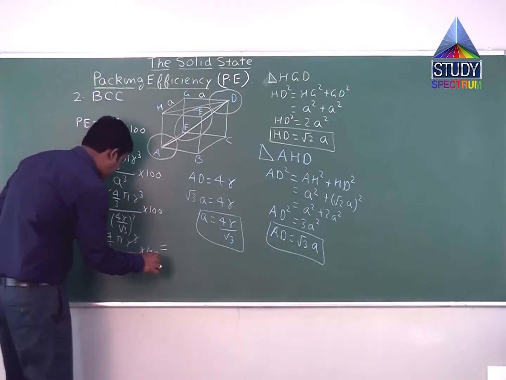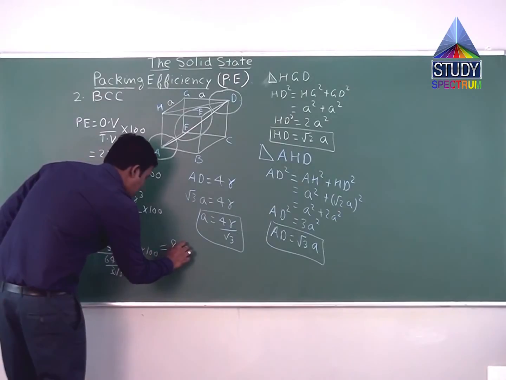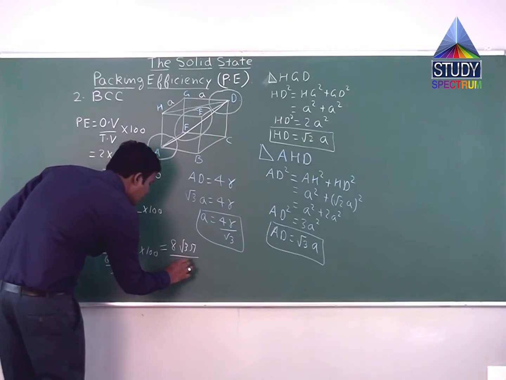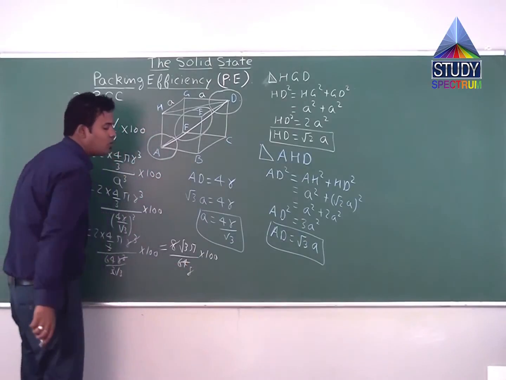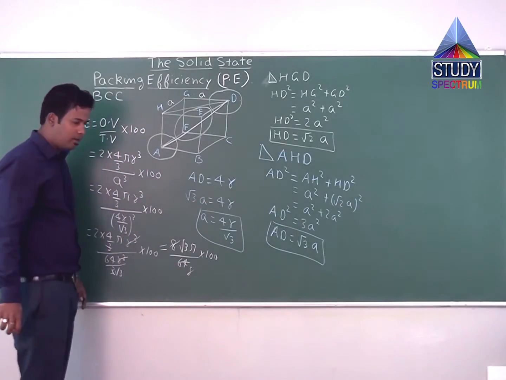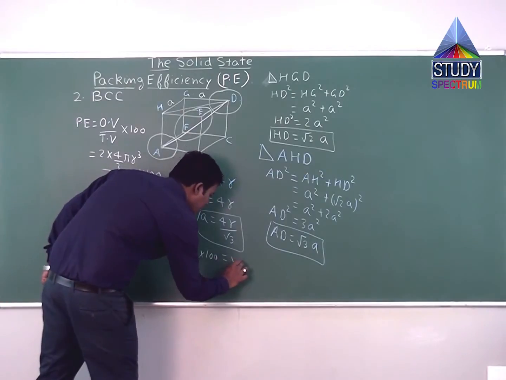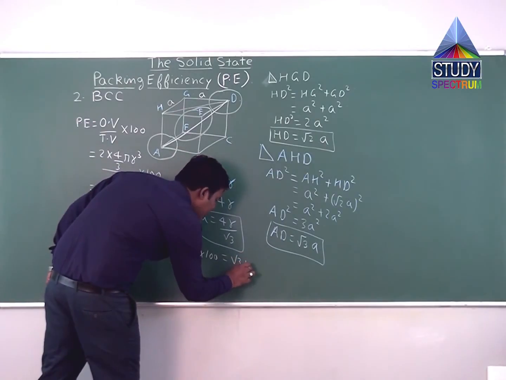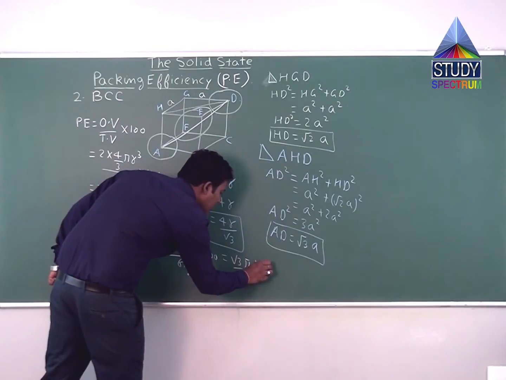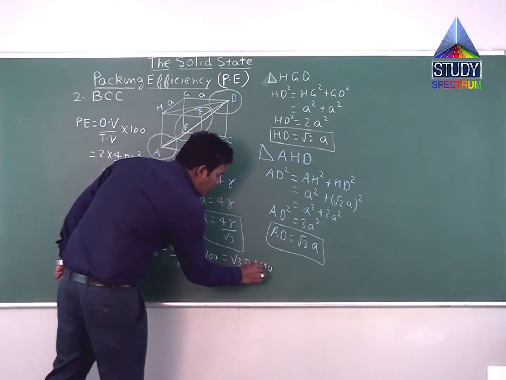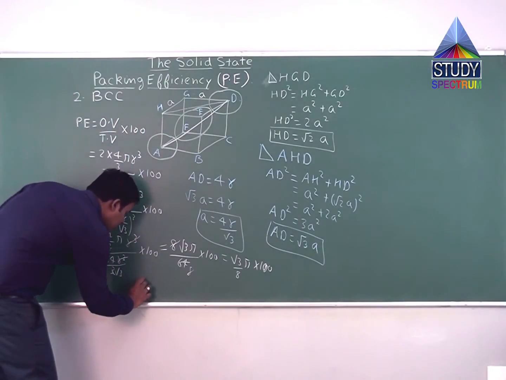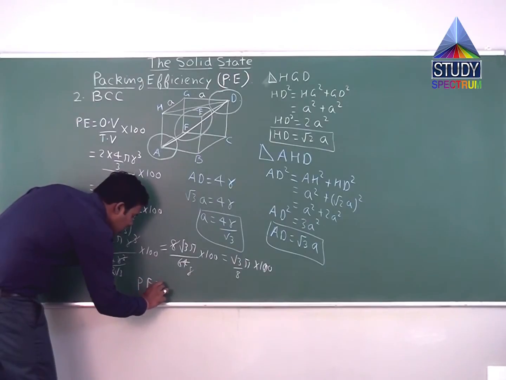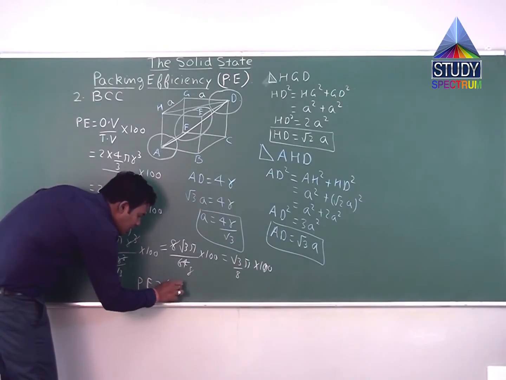this becomes 8 root 3 pi upon 64 into 100. Now this 8 and this 64 also get cancelled, because 8 into 8 is 64. So this becomes simply root 3 by 8 pi into 100. Now if you substitute the value of pi as 3.14 over here, then packing efficiency turns out to be almost 68%.